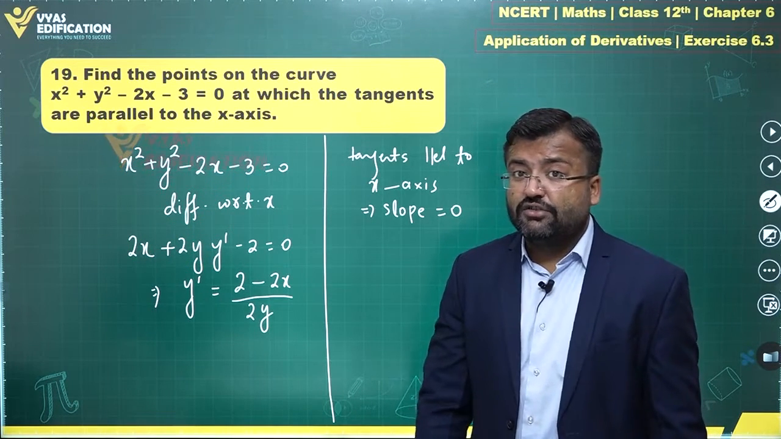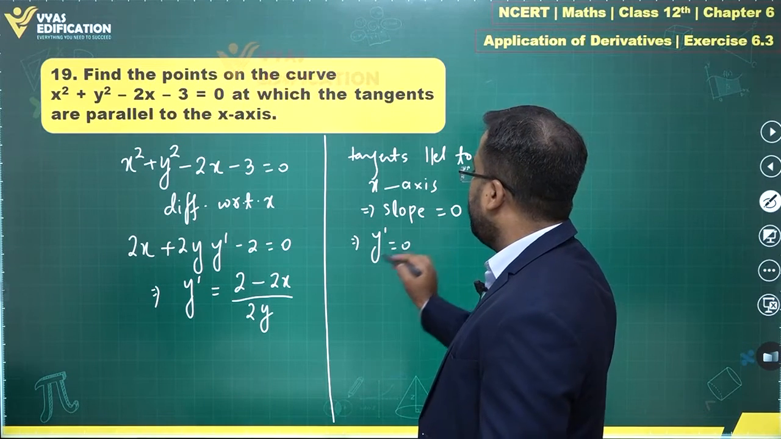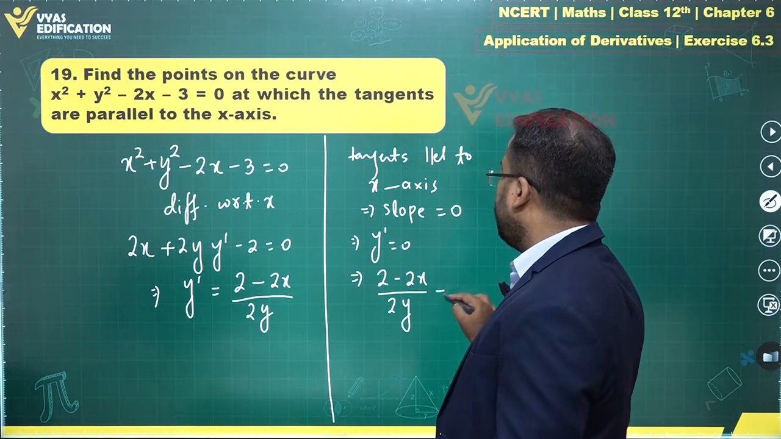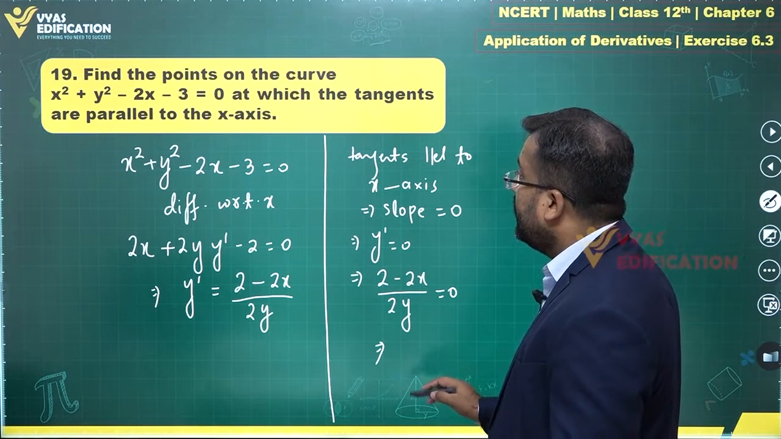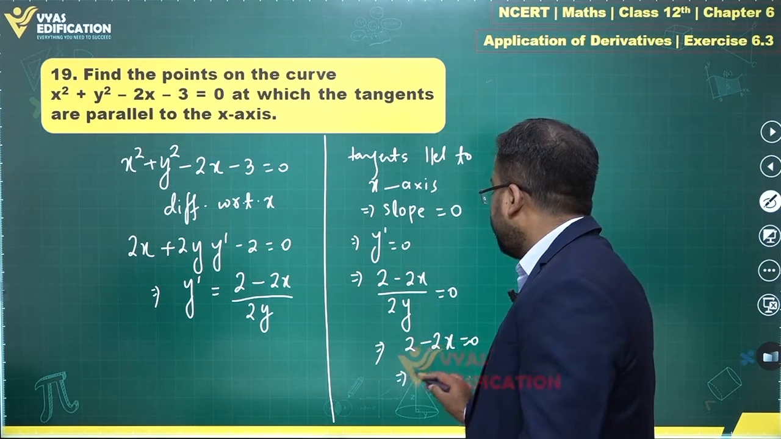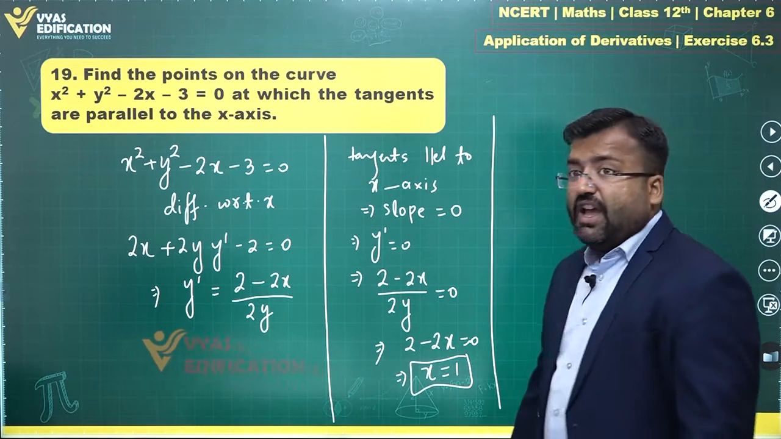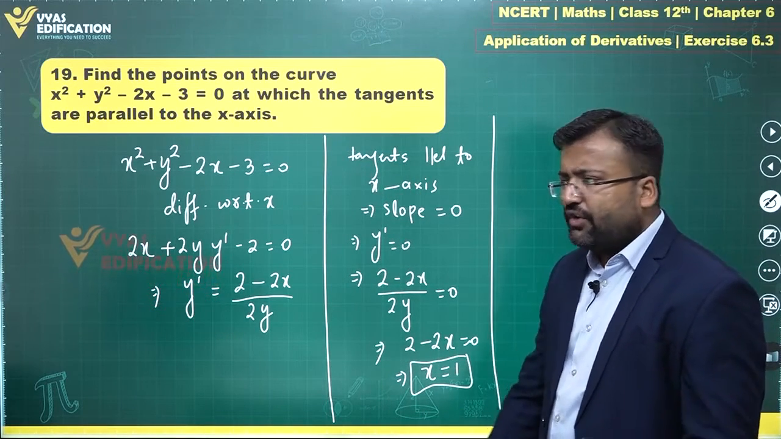If tangents are parallel to the x-axis, slopes will be 0, which implies y prime will be 0, and this further tells me 2 minus 2x over 2y for this equation will be 0. Where does that take us? This will imply that 2 minus 2x is equal to 0, which gives me x equals 1. This is what it tells me, right? If x equals 1, what is the value of y? Yes, you will get the points on the basis of that, right?